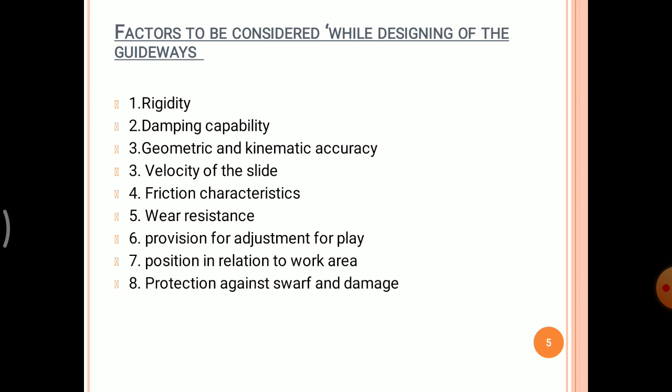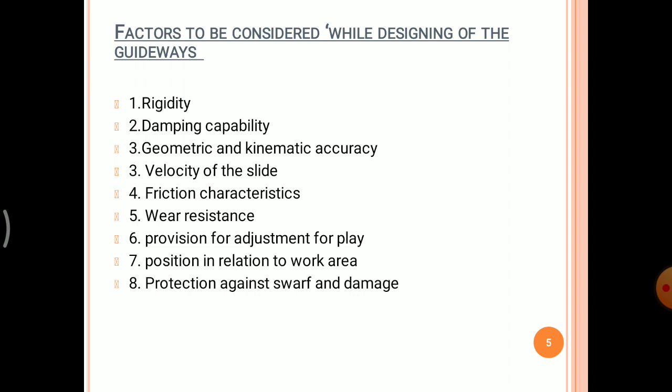Next is the velocity of the slide. The velocity of the slide is also very important when we are designing the guideways. There should be a constant velocity of the slide, and the guideways should have the capability to suddenly increase or decrease the velocity of the slide. They should be able to adopt higher velocities, and they should be able to reduce the velocity of the slide depending upon the commands written in the program. That is called velocity of the slide.